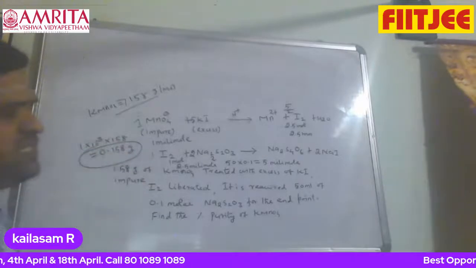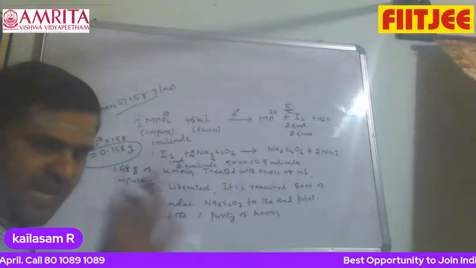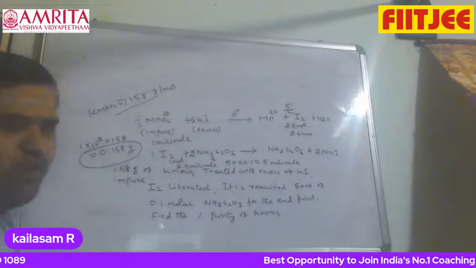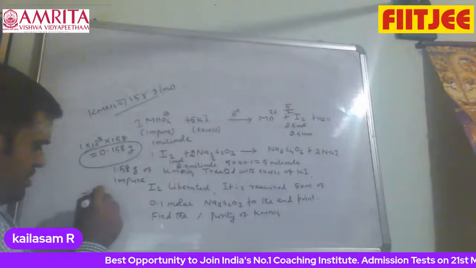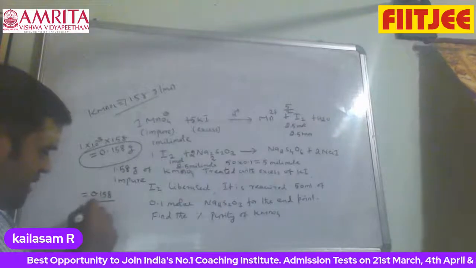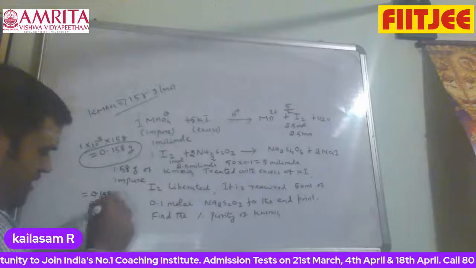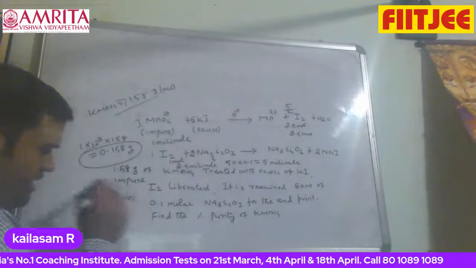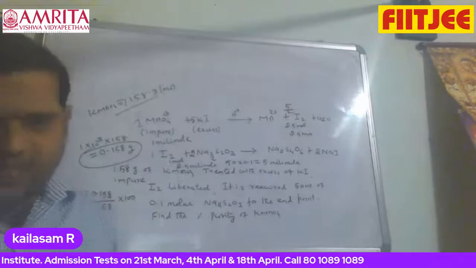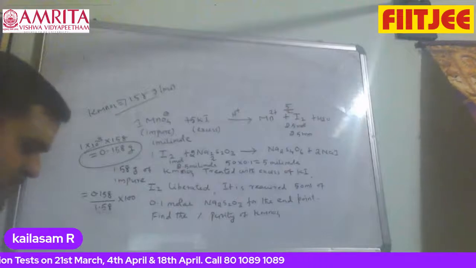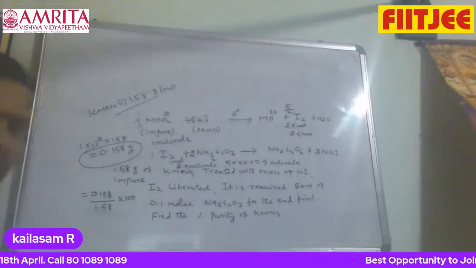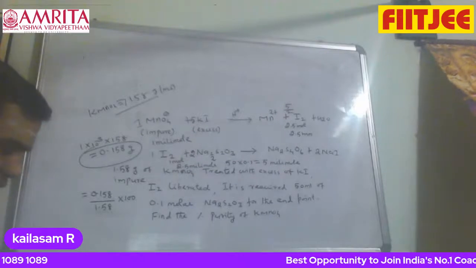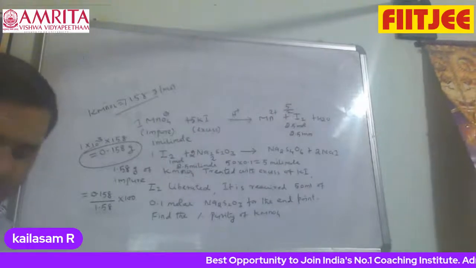So out of 1.58 gram, how much actually came out? 0.158. That means I can write it as 0.158 divided by 1.58 into 100, which is nothing but the percentage purity. That is 0.1 into 100, which is 10%. That is the answer.